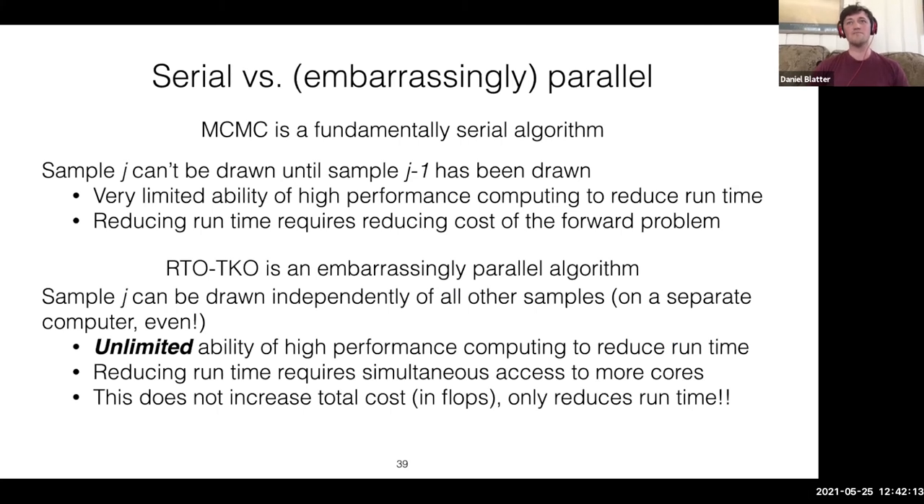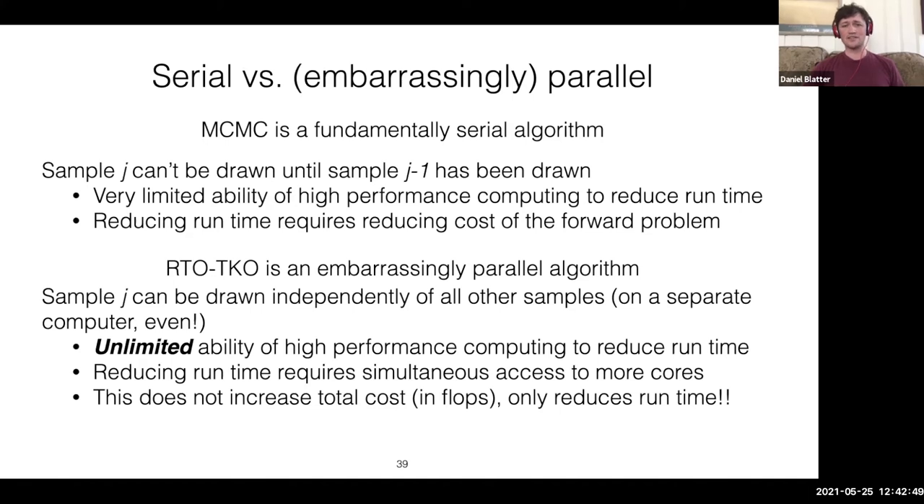So that's one way in which RTO-TKO is faster. It's one form of efficiency. The other is in its ability to harness high performance computing to reduce the runtime. And this is the difference between a serial and a parallel algorithm, or in this case, an embarrassingly parallel algorithm. MCMC is a fundamentally serial algorithm, which means that sample J cannot be drawn until sample J minus one has been drawn, because it depends upon sample J minus one, which means it has a very limited ability to harness high performance computing to reduce the runtime.